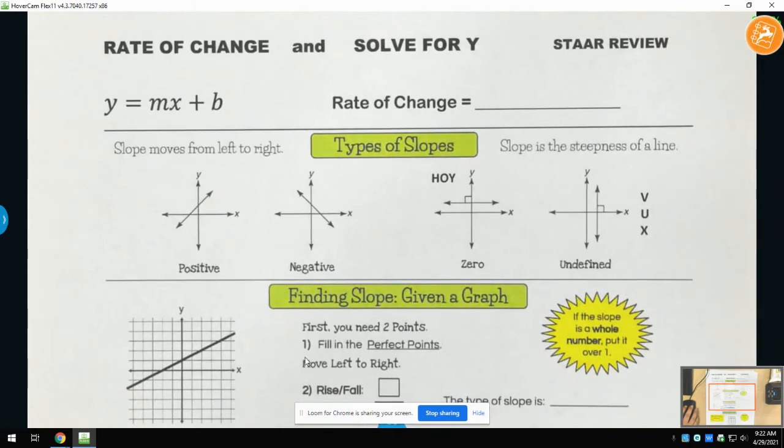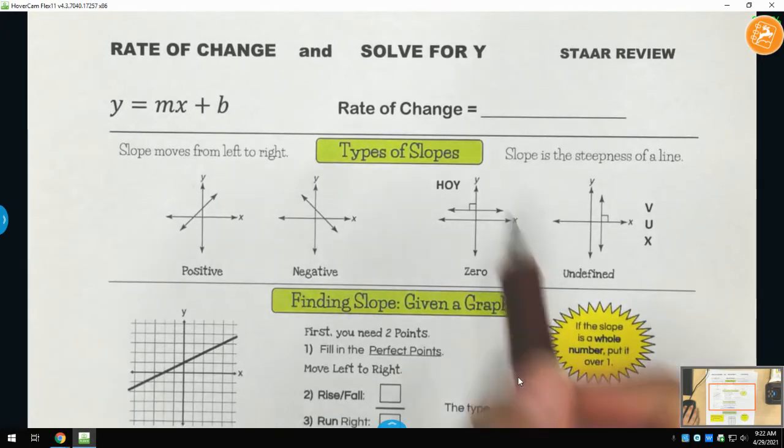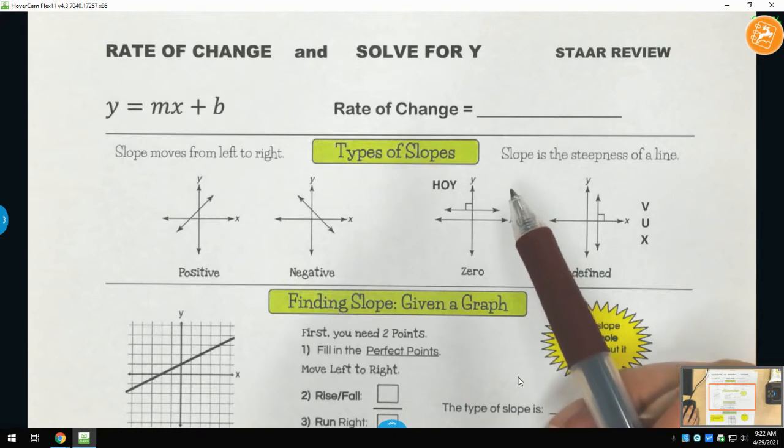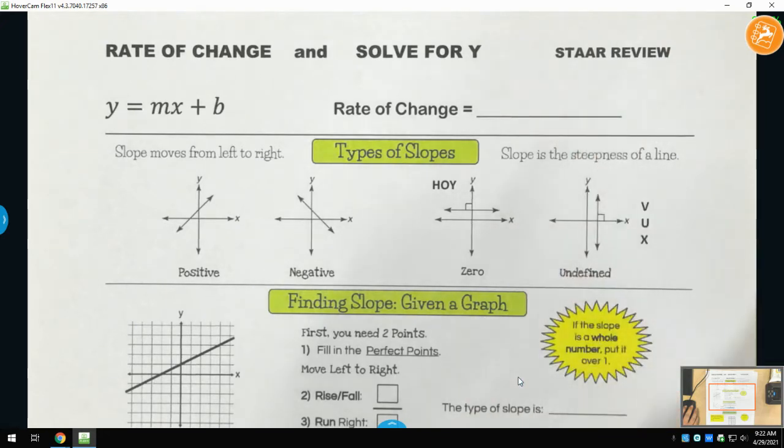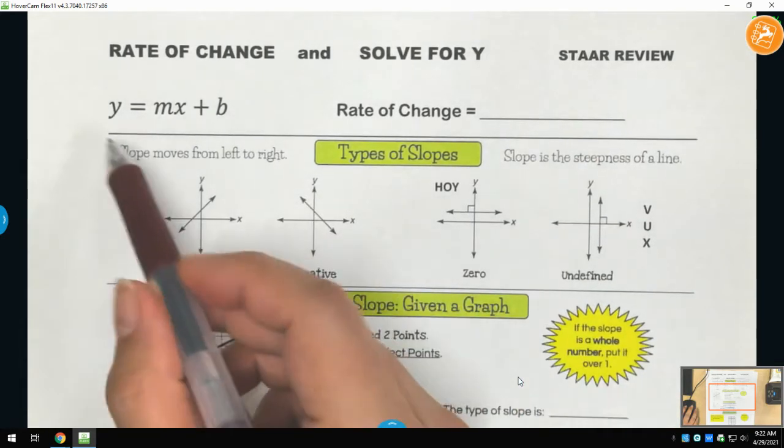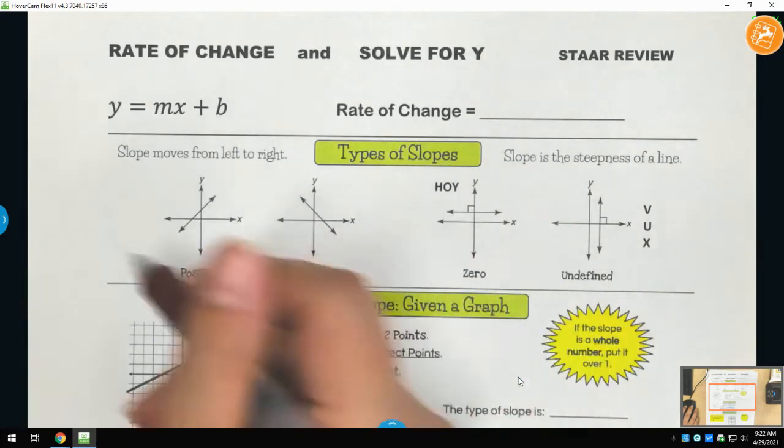So today we are taking a look at rate of change and solving for y, trying to get ready for our Algebra 1 STAAR test. So let's just take a minute to review a couple of the basic things.